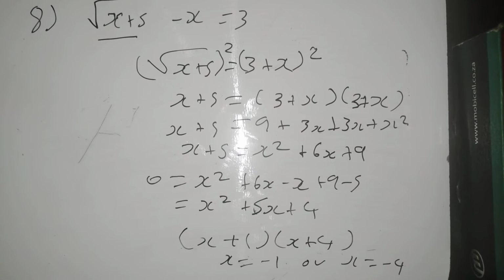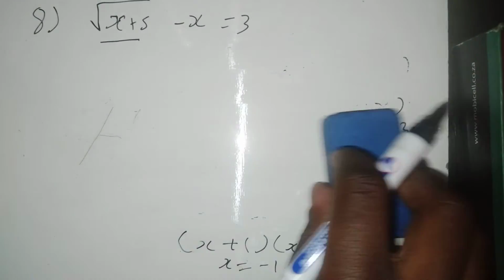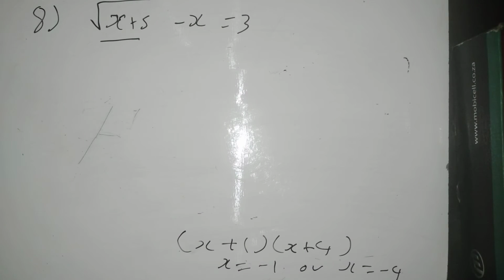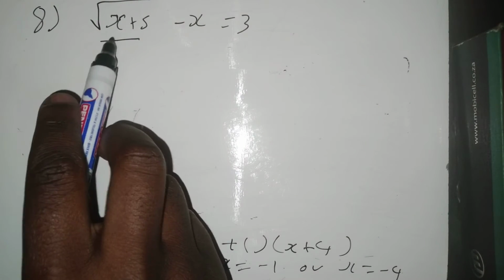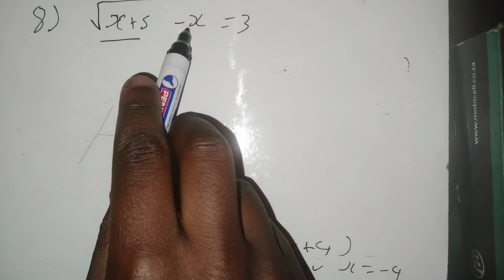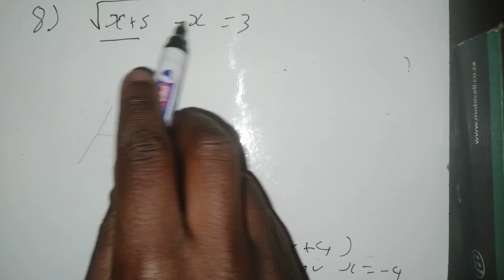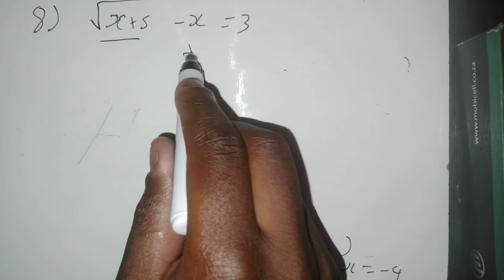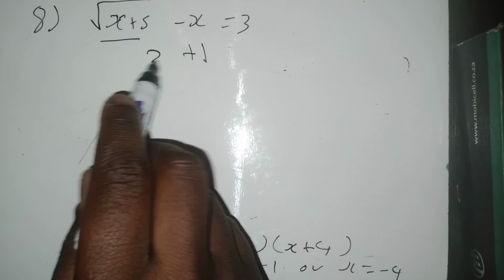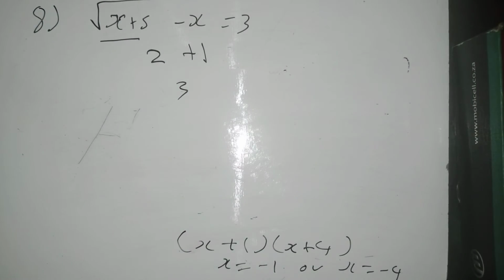Let's check if both are valid or if one of them works, right? So let me just erase this part. Okay, so if I put -1 there, -1 plus 5 is 4. Square root of 4 is 2, right? And then if I put the -1 there, it's going to become plus 1 because of negative and negative. So here it's going to become a positive 1. Here it's a 2 when I put it there. So this becomes 3 and it's equal to the right hand side. So this one is valid.